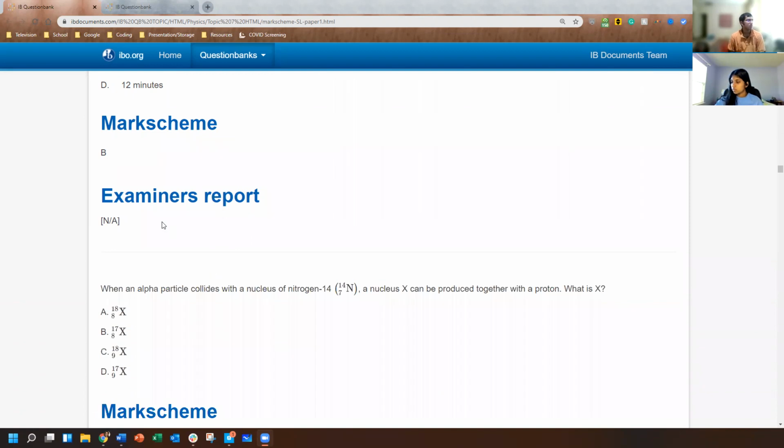When an alpha particle collides with the nucleus of nitrogen-14, the nucleus X can be produced together with a proton. What is X? That's 1, 1, right? So what would that be? That would be 17 and 8. 14 plus 4 is 18, we have 1 here, so 17. So 17, 8, X, B.